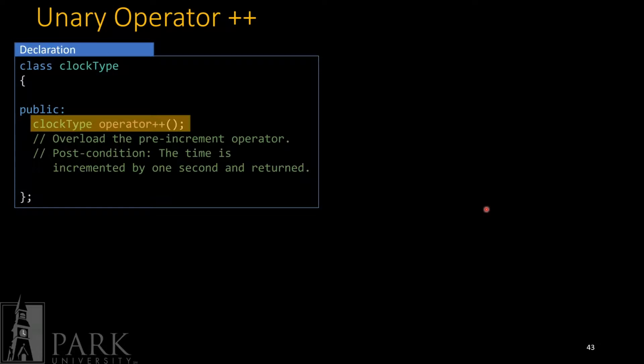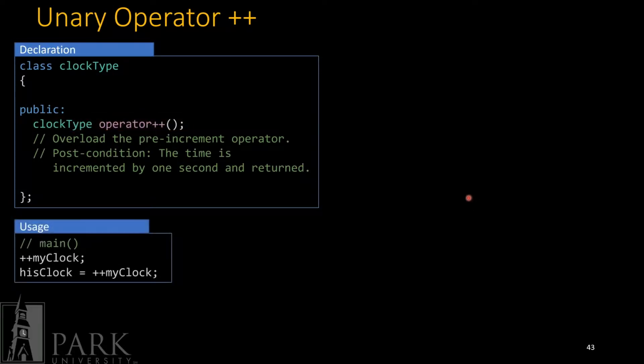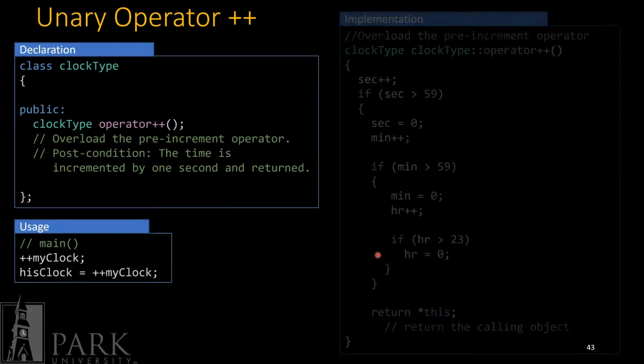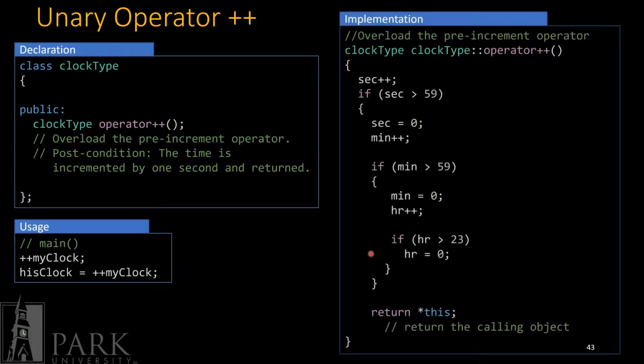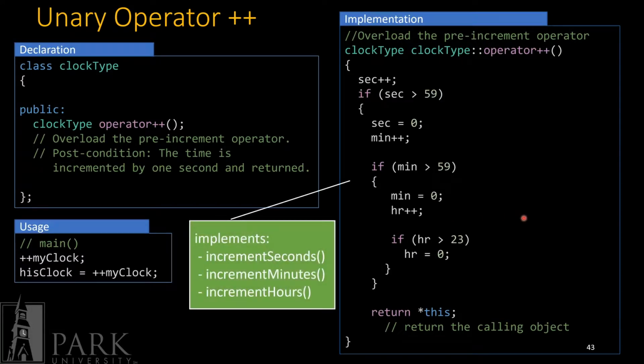The increment operator may be used by itself or embedded in another expression. So you see here we're using it alone, and here we are using it as part of another expression, right, where it's going to increment my clock and then return the result and store it in his clock. And here's the implementation, which increments the calling object. The data member seconds is incremented, and any possible carry is passed into minute or hour, depending on if the minute carries over. And this is just what the old increment second member function does.